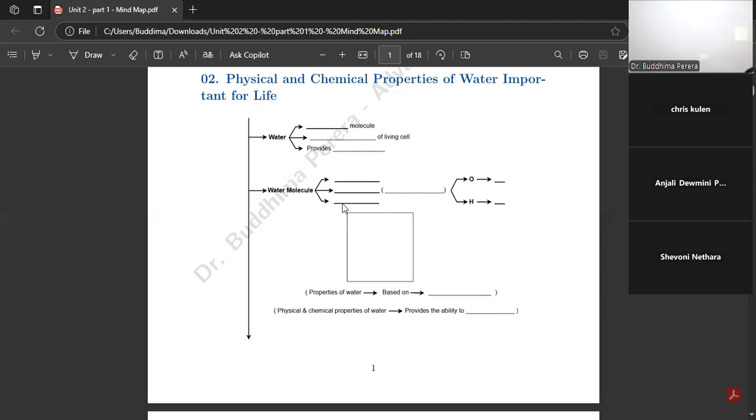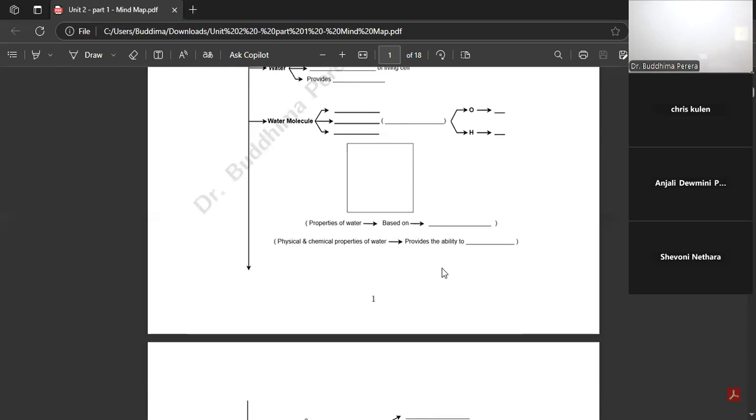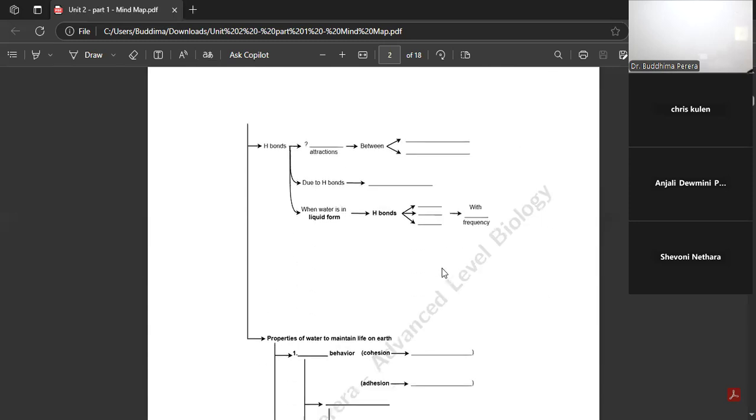You should be able to draw the structure of the water molecule. A box with space is given to draw the structure. You don't have to draw it, just imagine it, right? You don't have to fill in the blanks every day. Just memorize what is in the blanks, right? Then properties of water based on its chemical structure. The physical and chemical properties of water provide the ability to render vitality, right.